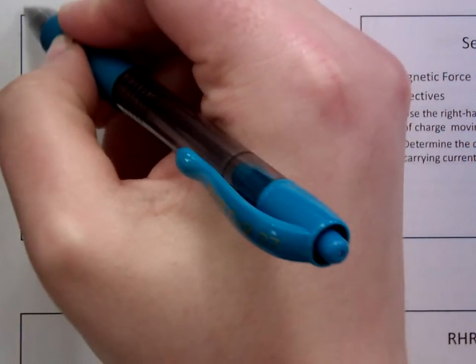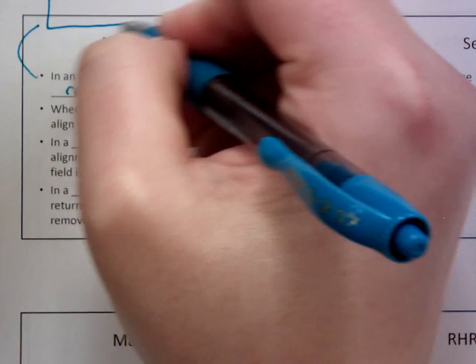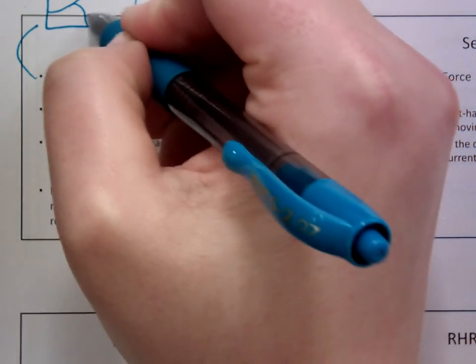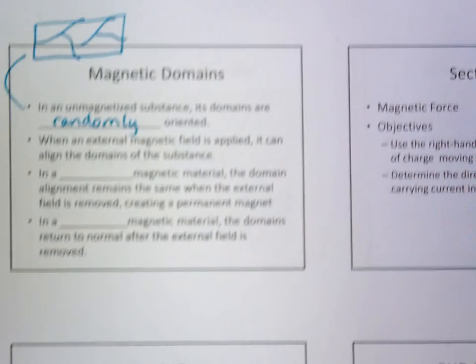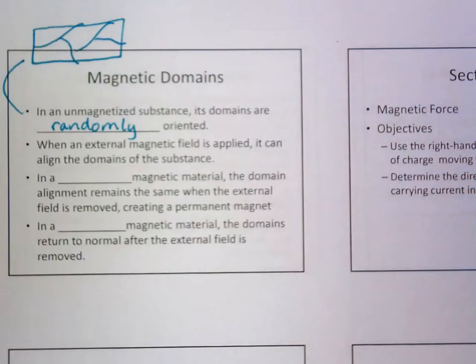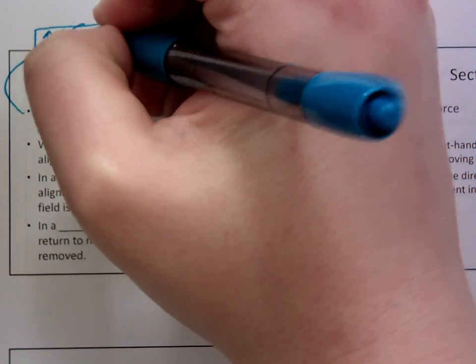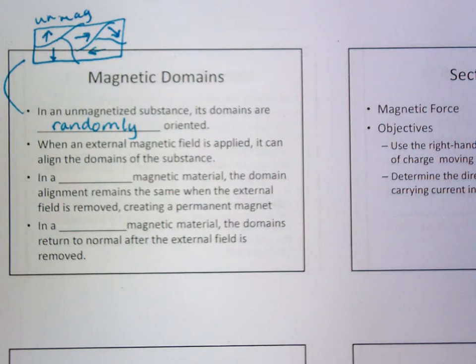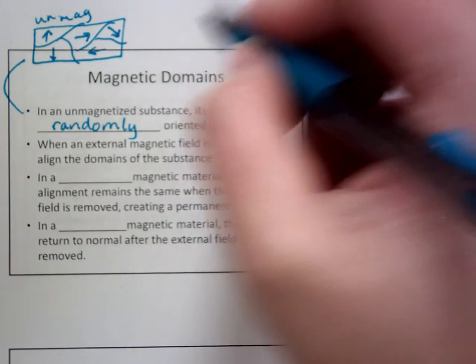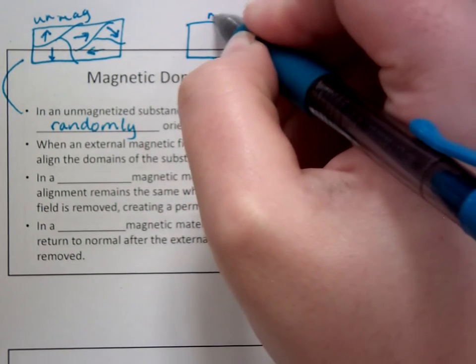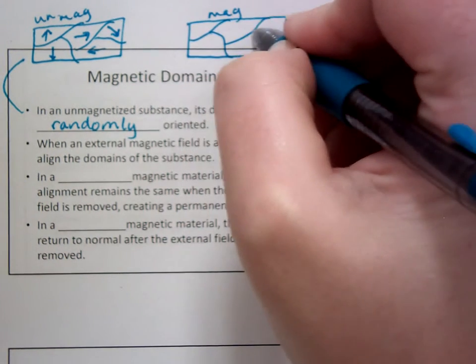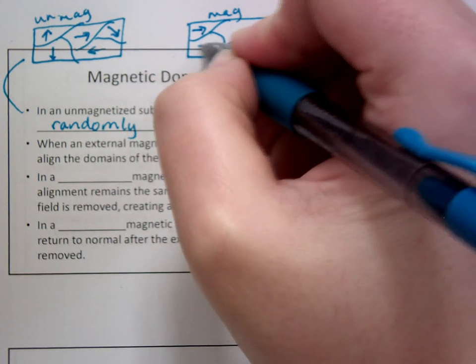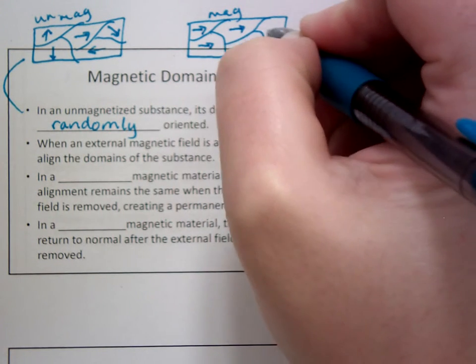Okay? So let me show you an example. I'm just drawing an example. If I have a material, these sections are going to be my domains. In an unmagnetized substance, the domains in these areas will kind of go in all kinds of different directions. But if it is magnetized, again, let me draw it out here. If it's magnetized, all your domains will have magnetic fields going in the same direction.